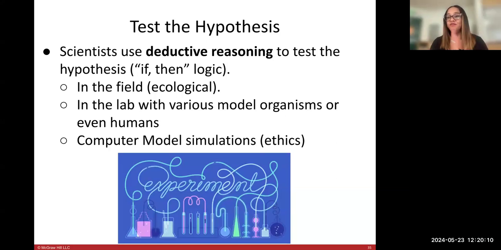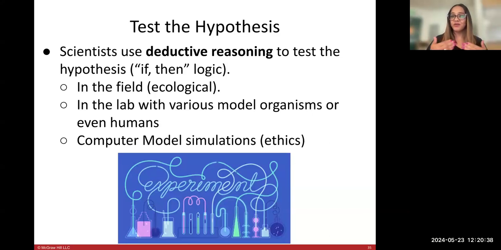If I do one thing, then it's going to affect this thing in this way. They can do tests in the field, even though it's hard to control all the variables if you're doing experiments out in the field. A lot of ecological scientists try to do this. They can do it in the lab with various model organisms or even humans. Sometimes the lab won't completely reflect what's happening out in the field, though, so that's difficult. They have to balance. They can also do experiments with computer model simulations, and this has a lot to do with ethics, and what you can and can't do.